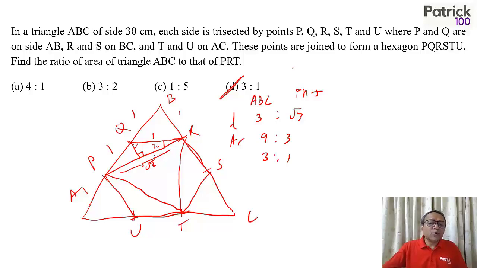The second approach is trying to break up the area into equal parts. Normally in geometry, when you need an area ratio, you can always break it up into equal parts. How to break it up into equal parts? From the center you can draw this line.